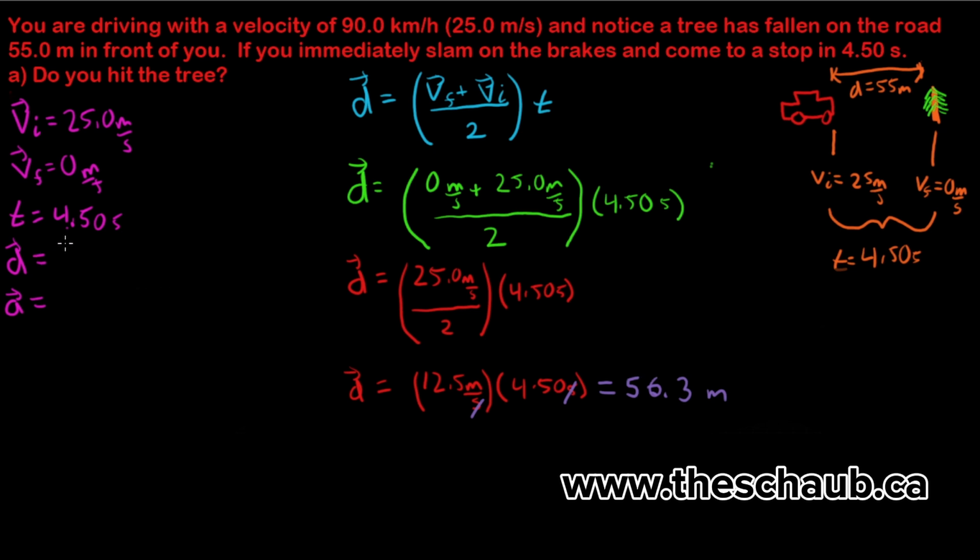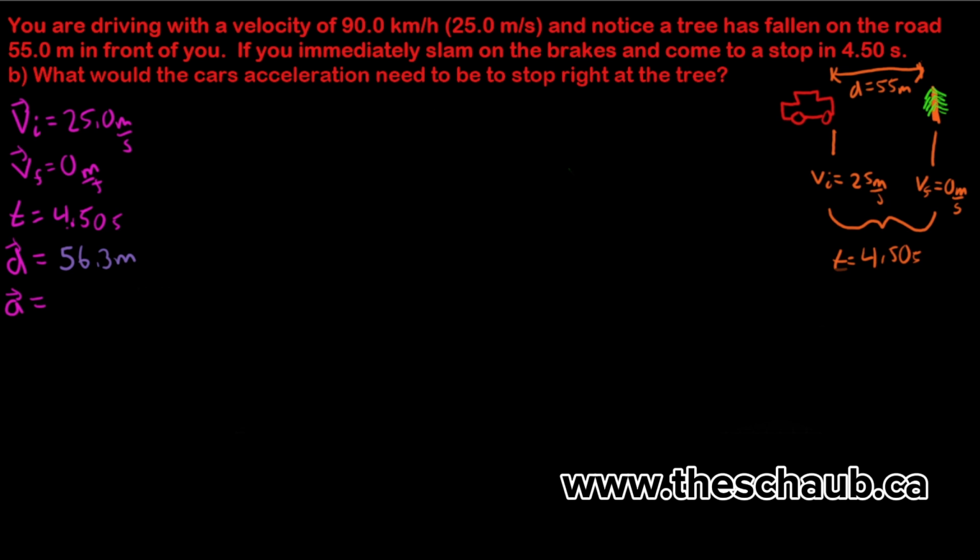Let's just add this to our variables on the side. 56.3 meters. And now let's look at part B. In part B of this question, we're asked to find what the car's acceleration would need to be to stop right at the tree. Now we need to be careful. There's some subtleties in this question.